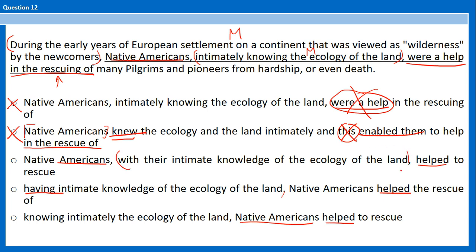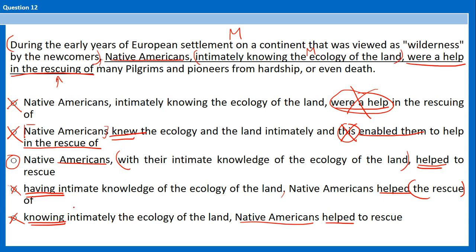In number 3, you have Native Americans, get rid of the modifier, helped to rescue. Okay, that's simple, concise, and direct. Native Americans, with their intimate knowledge of the ecology of the land, helped to rescue. Okay, that sounds perfect. The subject and the verb are very clear. In the 4th one, you have during the early years. So right after the comma, the subject should be Native Americans, not having or knowing. Those two are wrong. Okay. Also, help the rescue. It's not idiomatic. You help to rescue. Okay.